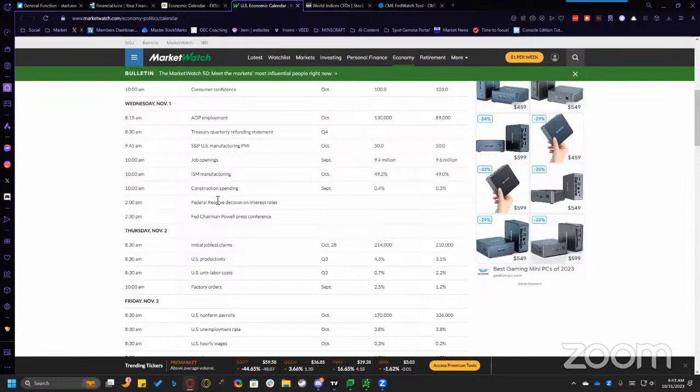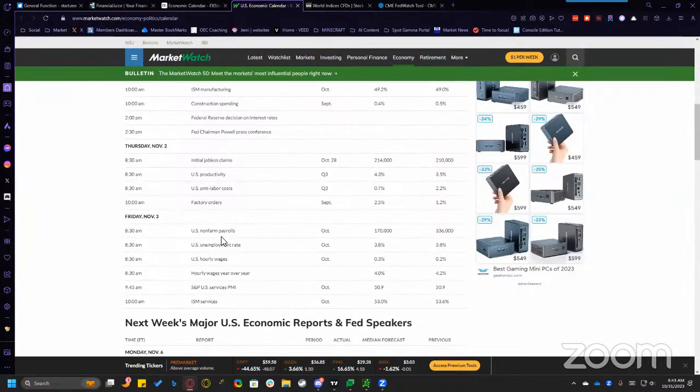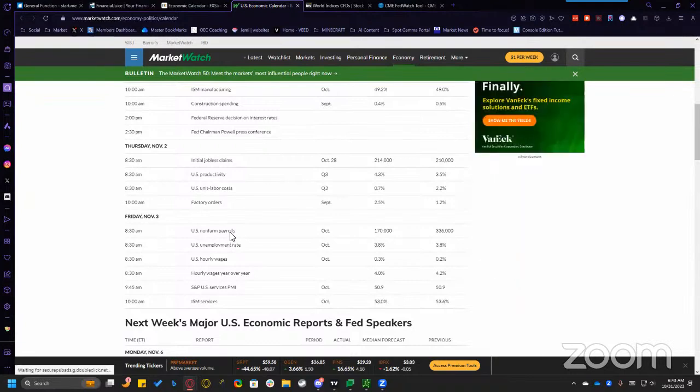We already know what FOMC is. It's not a surprise. We know what's going on there. What we don't know is these job numbers. Something to think about.